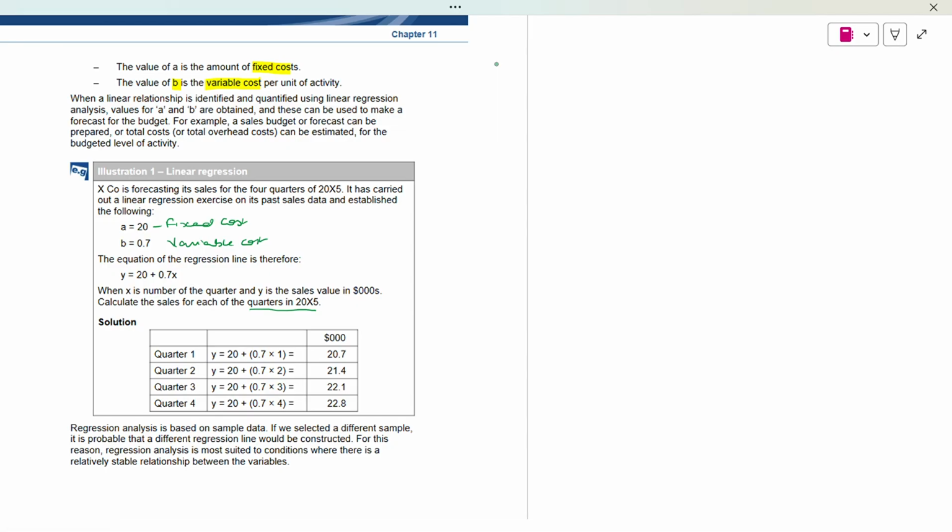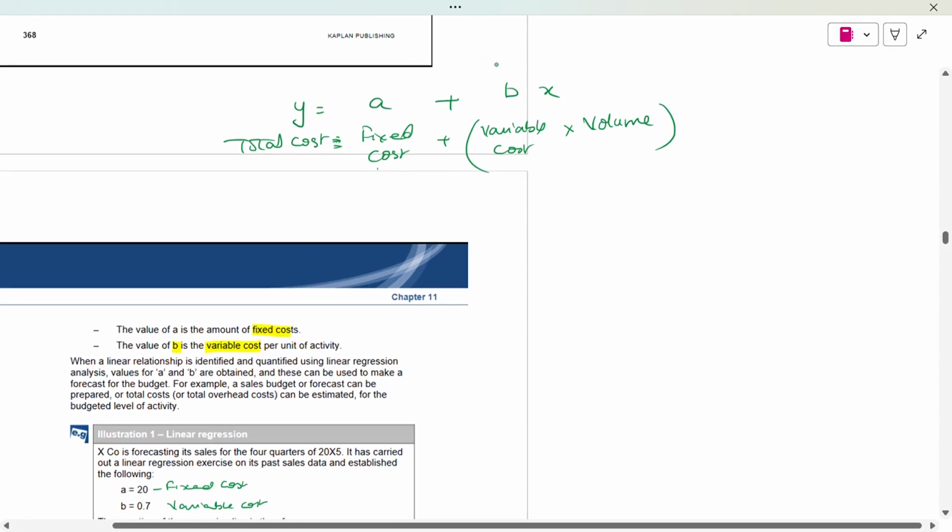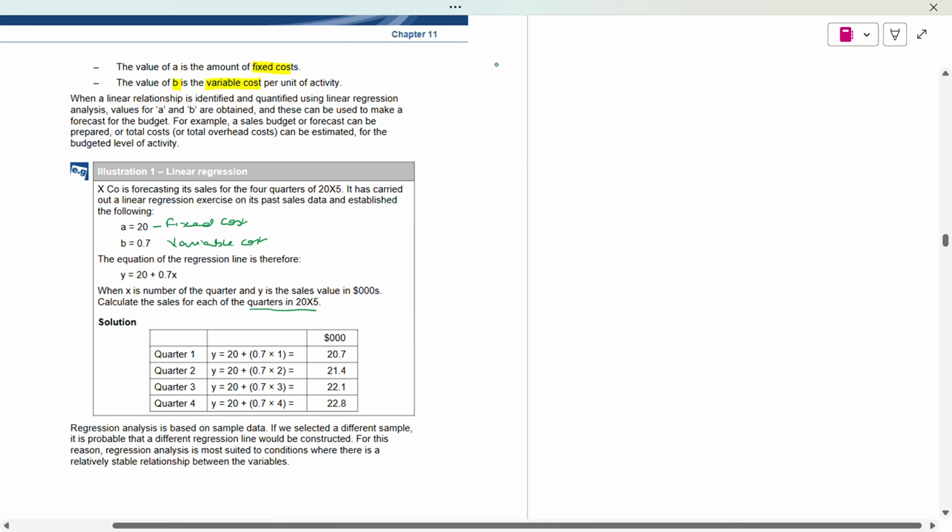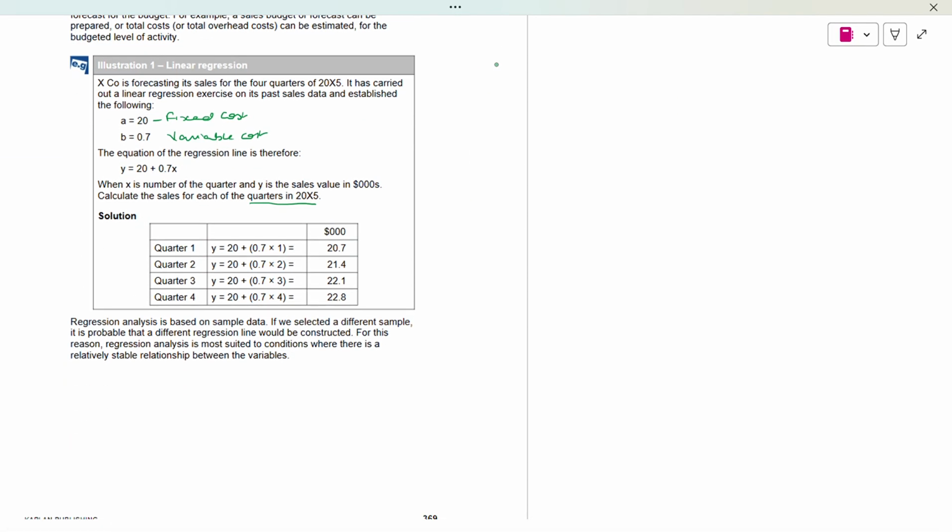They have mentioned what X is. X is the volume: 1, 2, 3, 4. Are you clear about this?